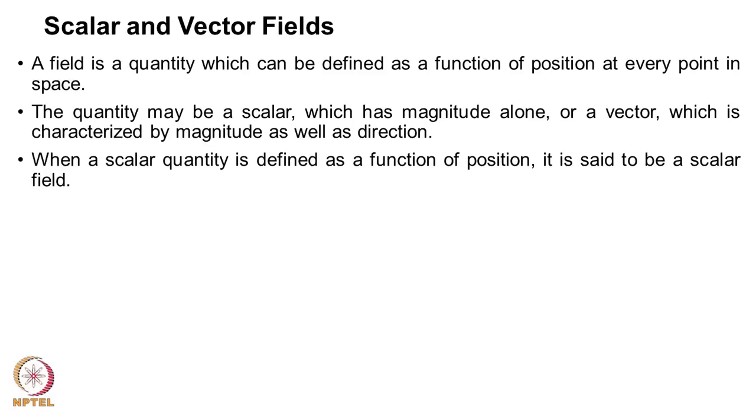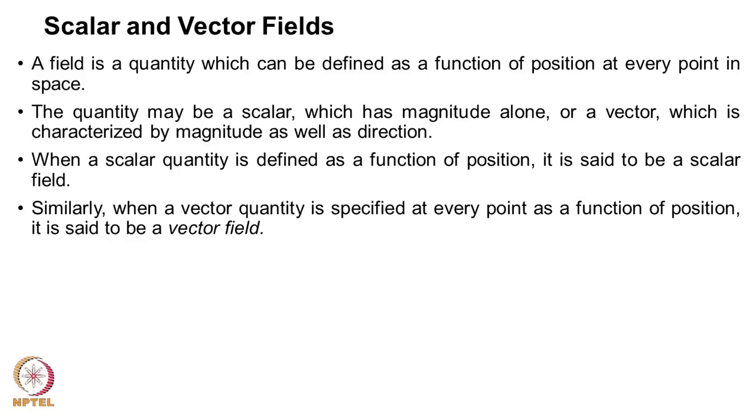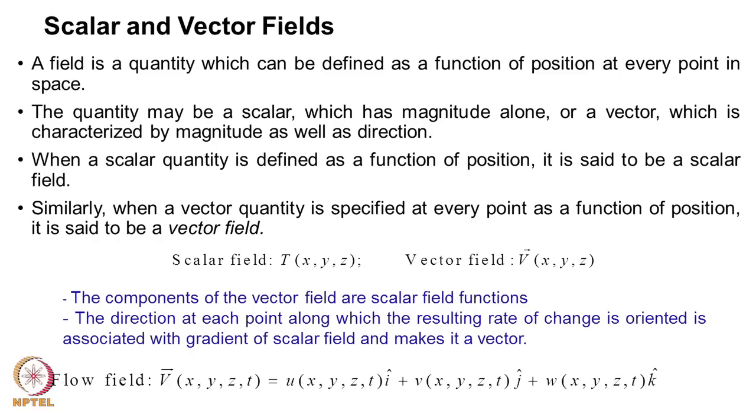When a scalar quantity is defined as a function of position, then it is said to be a scalar field. Similarly, when a vector quantity is specified at every point as a function of position, then it is said to be a vector field. For example, temperature is a function of x, y, z, and if you prescribe temperature, it becomes a scalar field. Similarly, if the vector velocity is defined, then it becomes a velocity field. Because it is direction dependent, you can also take a component. Components of a vector field are called scalar field functions.